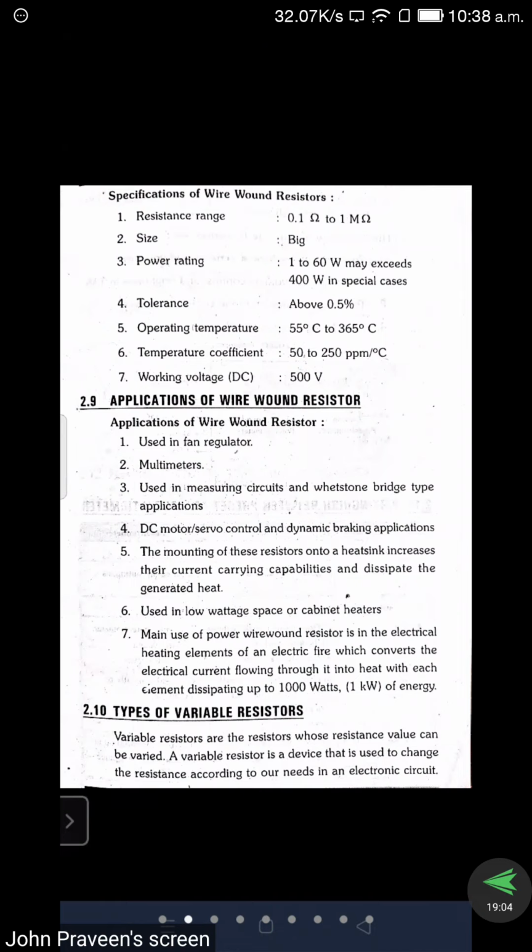They are used in low wattage spaces or combined heaters. In heaters also we commonly use this to regulate the temperatures.